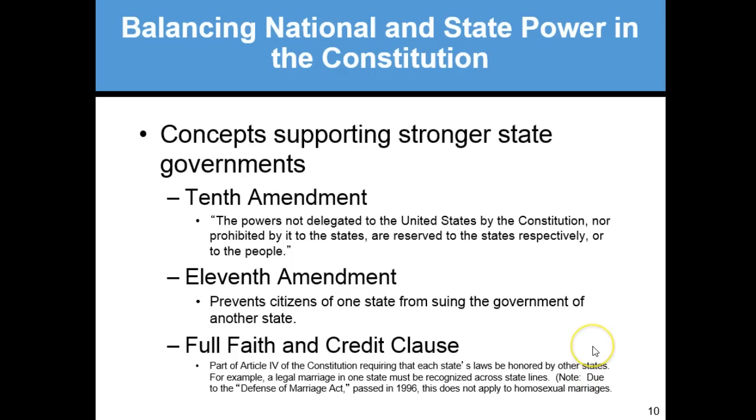The Full Faith and Credit Clause is part of Article 4 of the Constitution that requires that each state's laws be honored by other states. Like a legal marriage in one state needs to be recognized across state lines. But the Defense of Marriage Act, passed in 1996, says that it doesn't apply to homosexual marriages as long as the state has put it into their constitution.